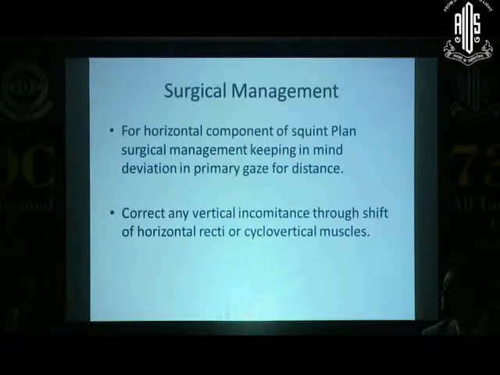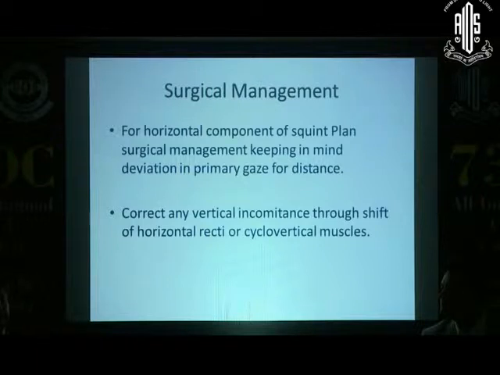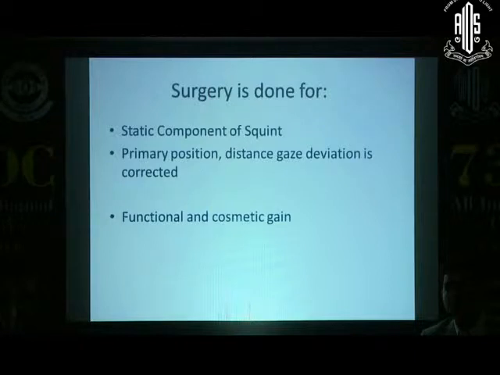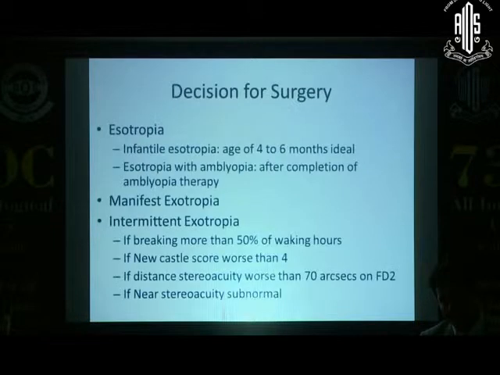In surgical management, what is it that you're wanting to operate for? The management is done for both a functional and a cosmetic gain. We try to aim for both, and it's basically done for a primary position deviation, and you're essentially correcting the horizontal when you're looking at a concomitant squint, and correcting the vertical using the cyclovertical muscles. What is the surgery done for? It's done for distance, primary gaze, that's what you're aiming for. You have to aim for the static component of the squint, not the dynamic component. The dynamic component is the one which is corrected through glasses, and maybe some medicine sometimes, cycloplegics, but the static component is what needs to be operated for.